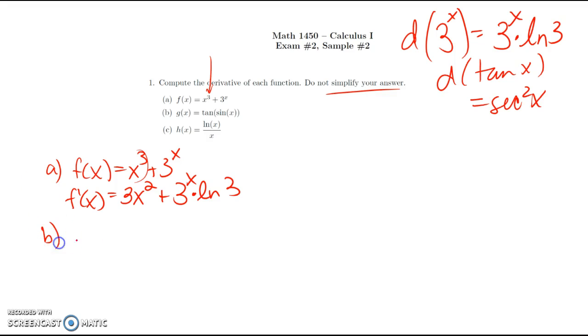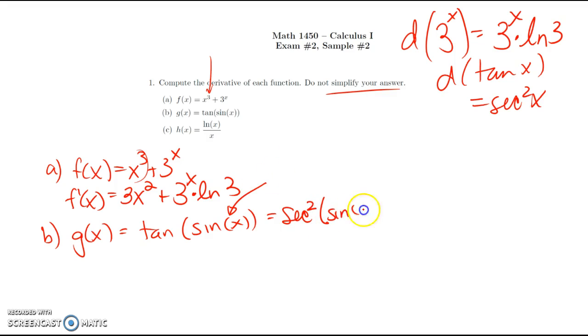Now, b requires us to use the chain rule, right? We have the tan of the sine of x. So there's our chain rule, the inside function. So the derivative of the outside function is secant squared of sine of x times the derivative of sine of x, which is cosine of x. And that's the answer. Right? We want to not get it too complicated. You know, he's actually given these are rather doable.